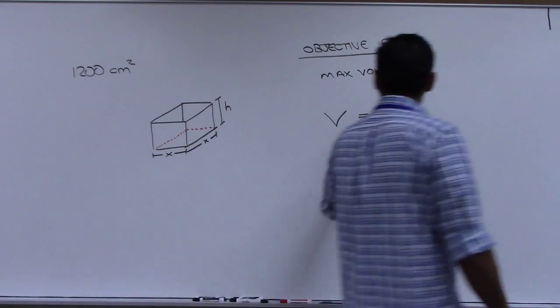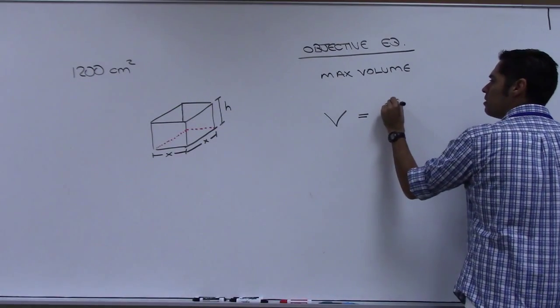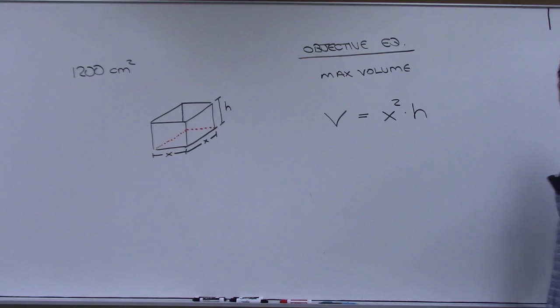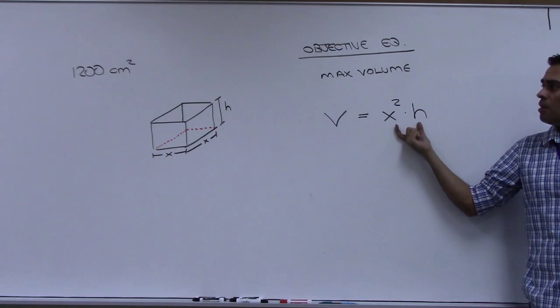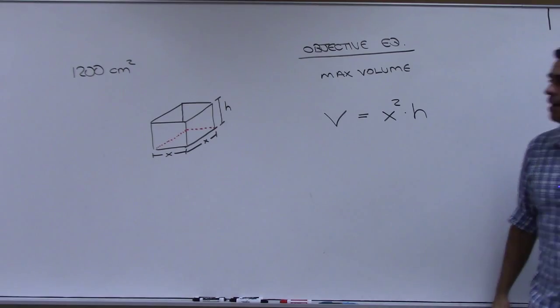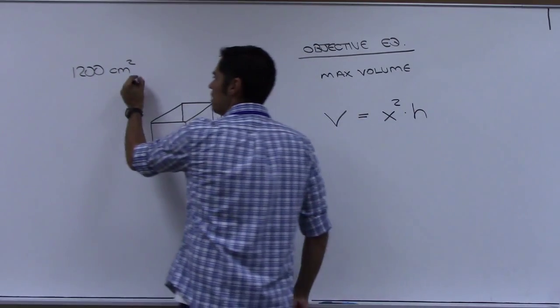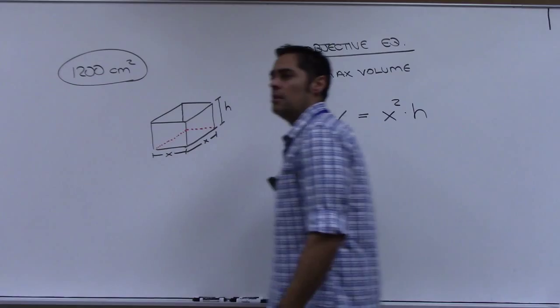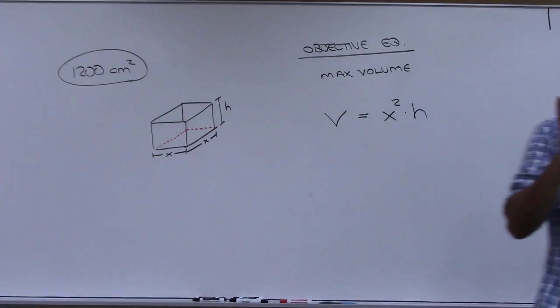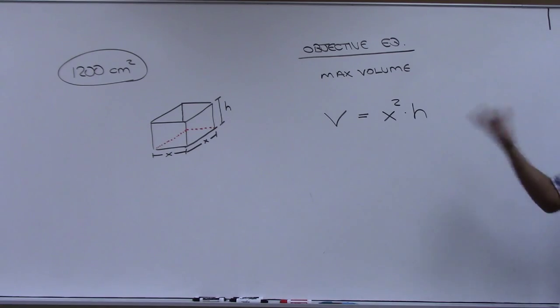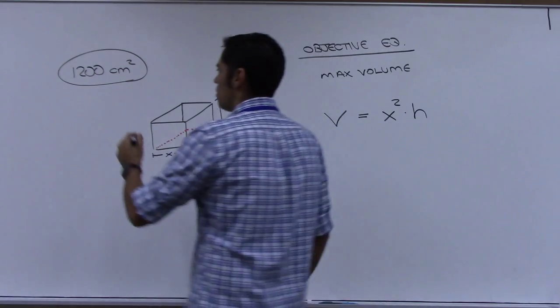Would you agree right now that the volume of this is x times x, x squared times h? I would like to figure out if I can find this in terms of one variable. Right now it's in terms of two, so I have to use some sort of constraint. The constraint is the physical limitation on the amount of material I have. If I'm making this out of cardboard, or aluminum or some sort of metal, that's how much surface area I'm allowed to have. So this is my constraint.